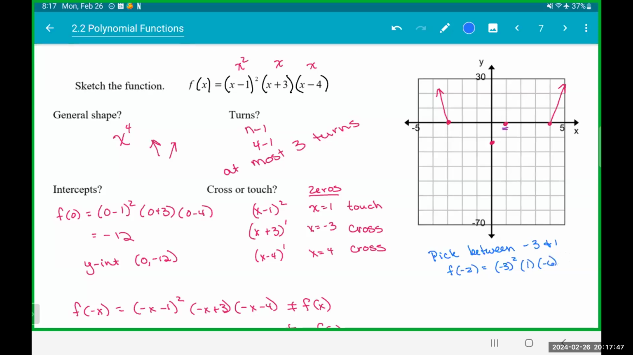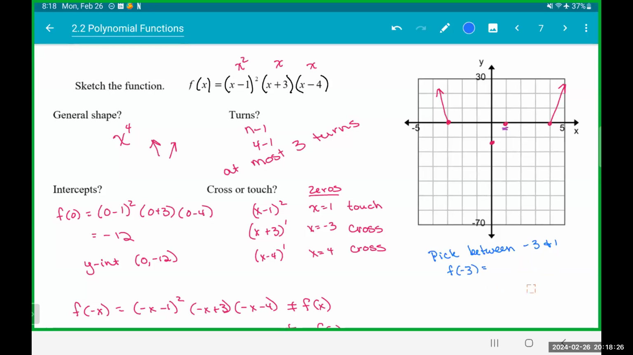And so that's going to give me 9 times 1 times 6, and so that's going to give me a negative 54. Actually, sorry, I don't know why I put a negative 2 there. Because we're doing negative 3 squared.